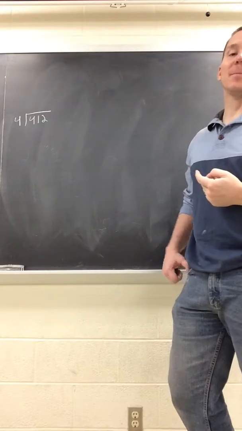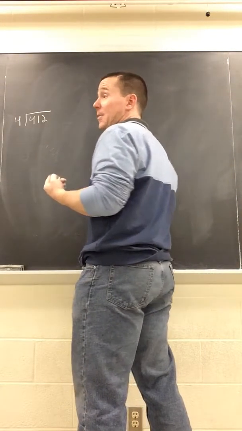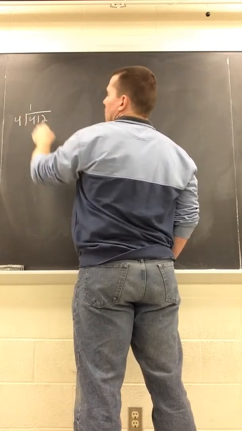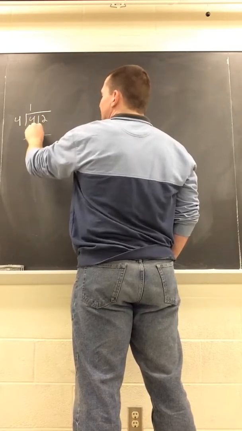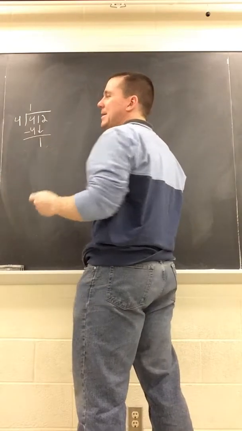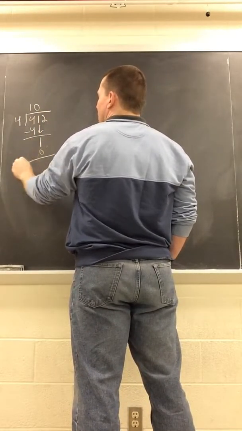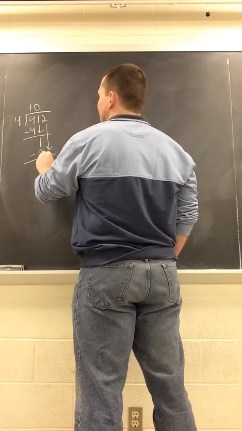412 divided by 4. If you were in like third grade, whenever they teach that nowadays, you would say what? How many times does 4 go into 4? 1. So you put a 1 on top. 1 times 4 is 4. Then you subtract. Then you bring down the next term, the 1. You say how many times does 4 go into 1? 0. So you put a 0 on top. 0 times 4 is 0. Then you subtract. 1 minus 0 is 1. Then you bring down the 2 and get 12.